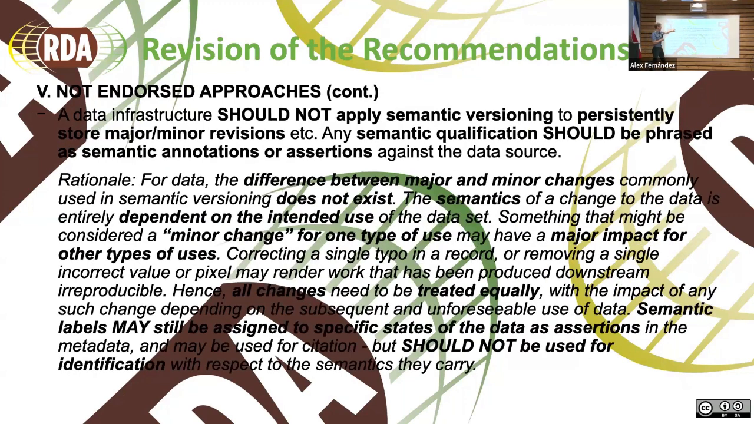Should not apply semantic versioning as a basis. Any semantic qualification should be phrased as a semantic annotation or assertion against the data source. So you have a query and then you say, this is stable release 1, this is the annual release or quarterly release that goes into the reports. The reason is that the difference between a minor and a major update does not exist with data, because we don't have the non-breaking property with data. Fixing a simple typo might create different research results downstream.